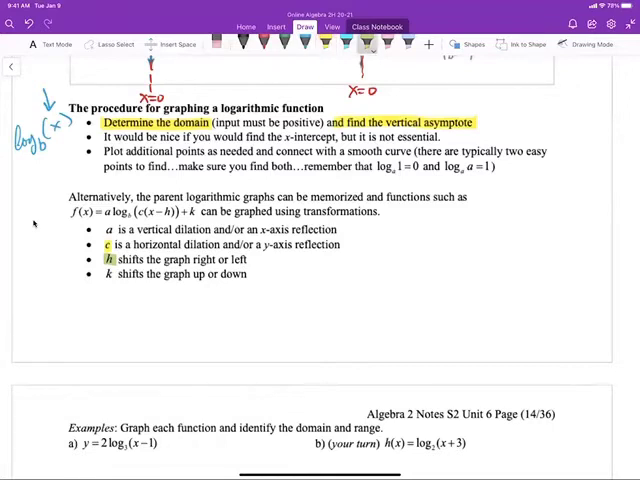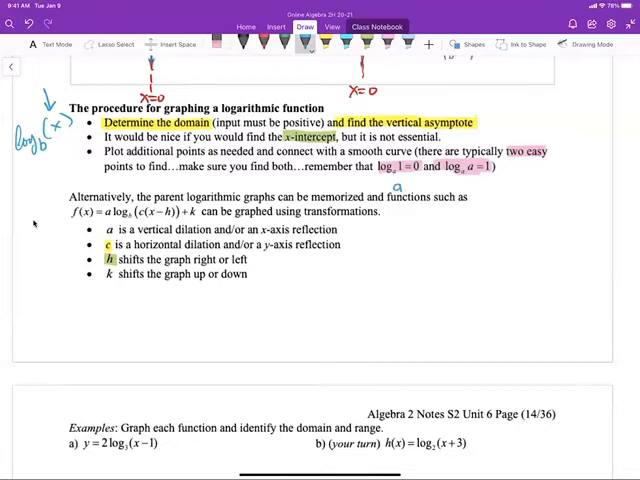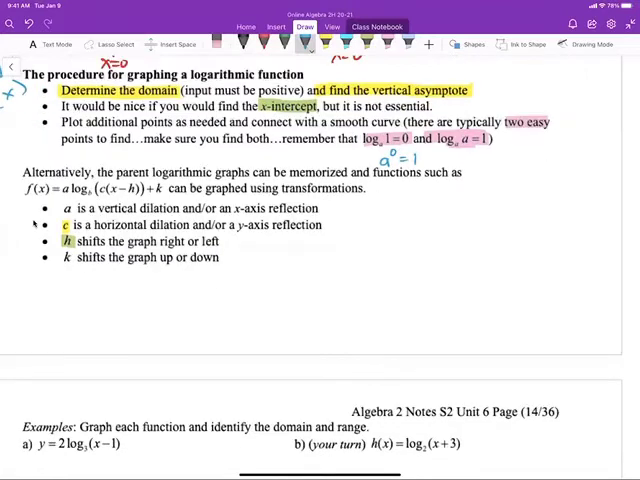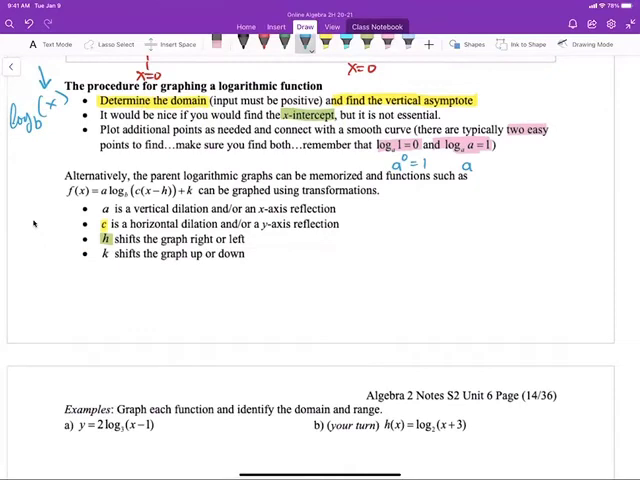It would be nice if we knew our x-intercept, but it is not essential. But what we're for sure going to do is plot additional points, 2 of them, as needed to connect with a smooth curve, and here's what we're going to use. We're going to use the fact that the log base a of 1 is equal to 0. What that says is a to the 0 power is equal to 1. And we know that no matter what a is, if I take it to the 0 power, my output will be 1. In addition, the log base a of a is equal to 1.